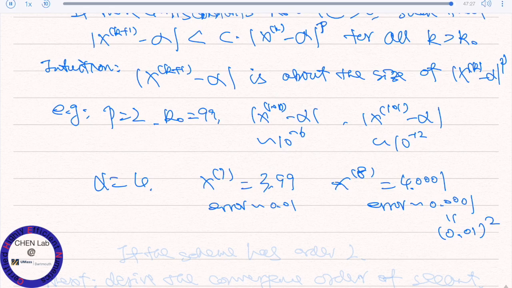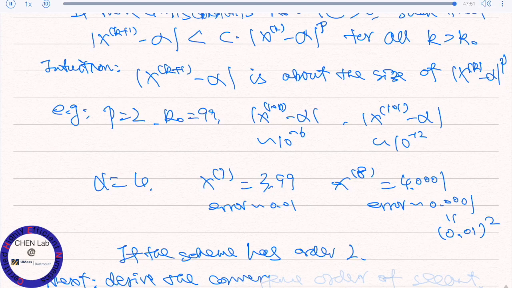Again, there's a big if: if the scheme has order 2. So that's the definition of the convergence order. What we're going to do next on Thursday is derive the convergence order of the secant method.